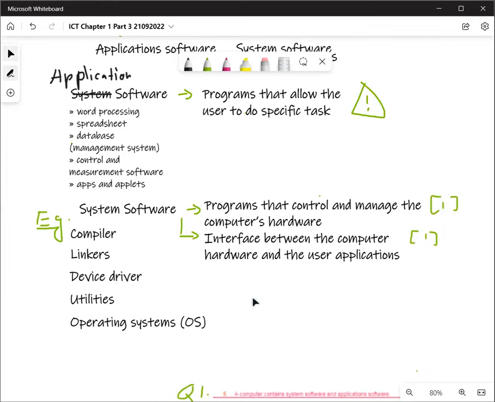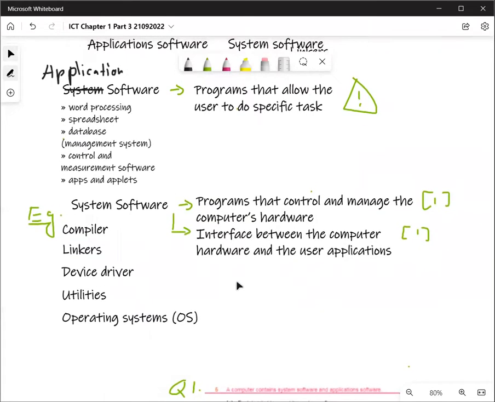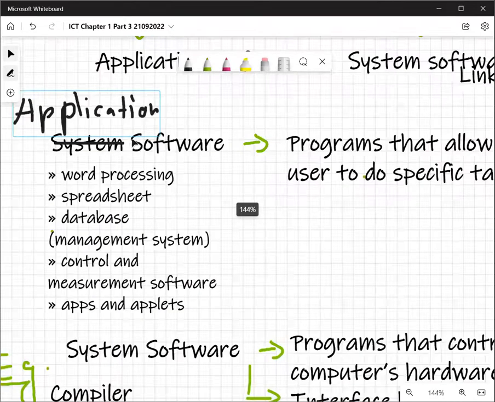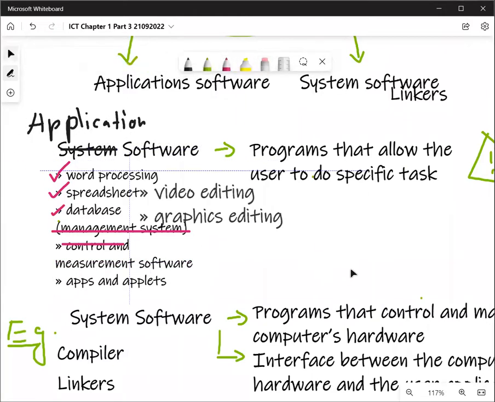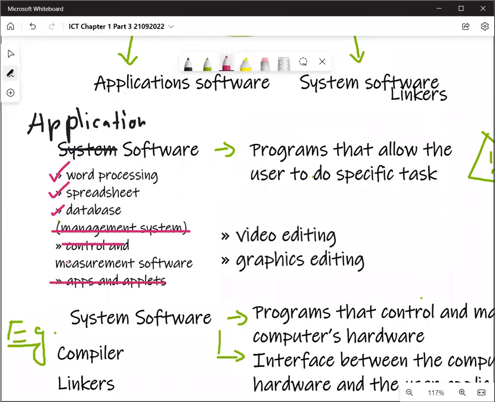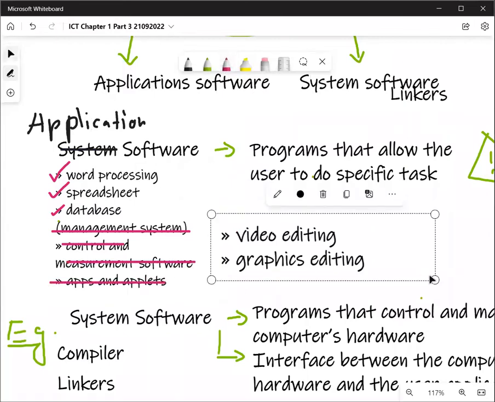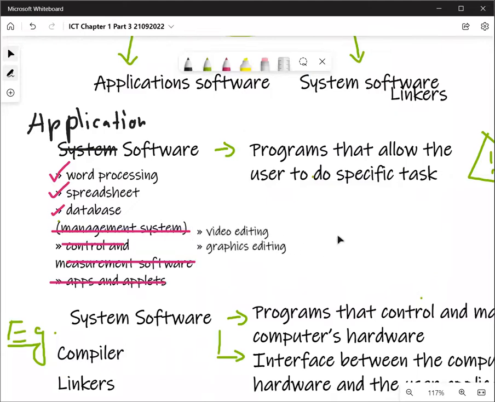Okay, now have you written this? I'm going to move on now. Yep, done. Now you should write the examples of application software. Write word processing, write spreadsheet, write database. Remove this thing and write apps. Or instead of that, don't write apps actually, write these. Stop. Write these. Video editing, graphics. Yep.